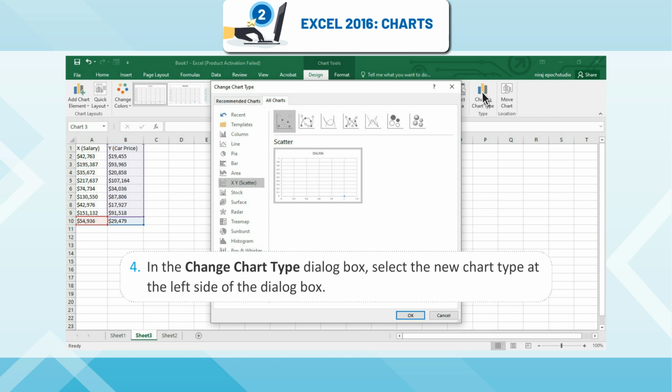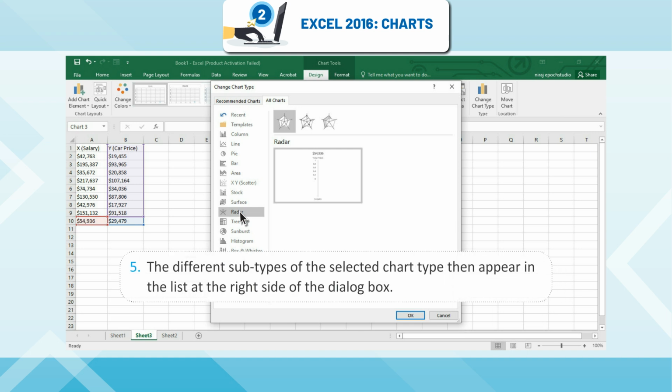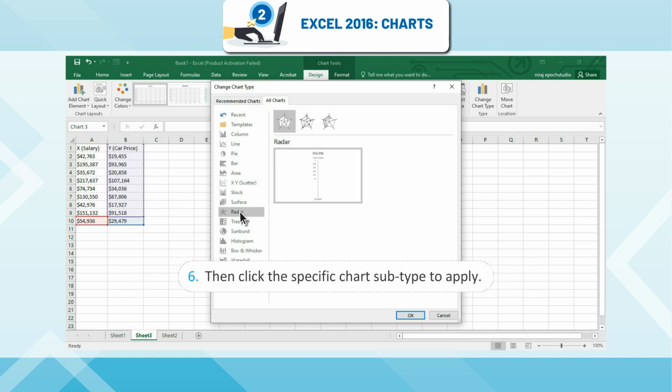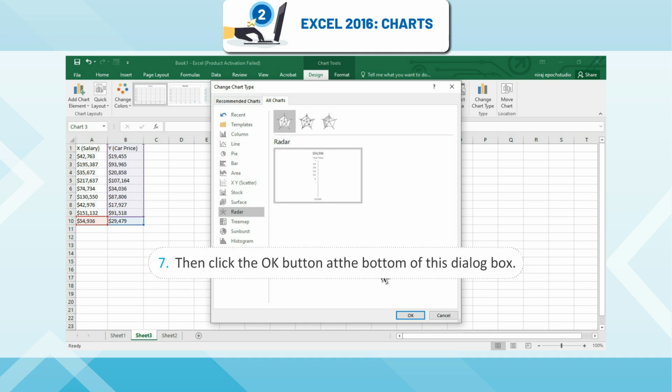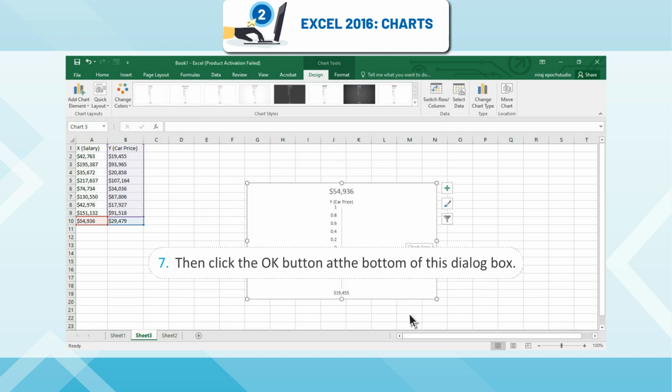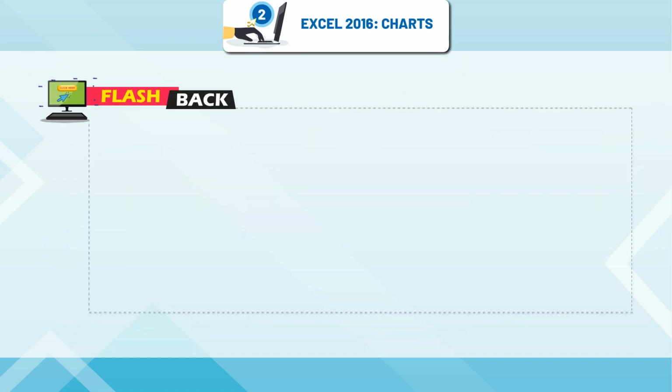4. In the Change Chart Type dialog box, select the new chart type at the left side of the dialog box. 5. The different subtypes of the selected chart type then appear in the list at the right side of the dialog box. 6. Then click the specific chart subtype to apply. 7. Then click the OK button at the bottom of this dialog box.